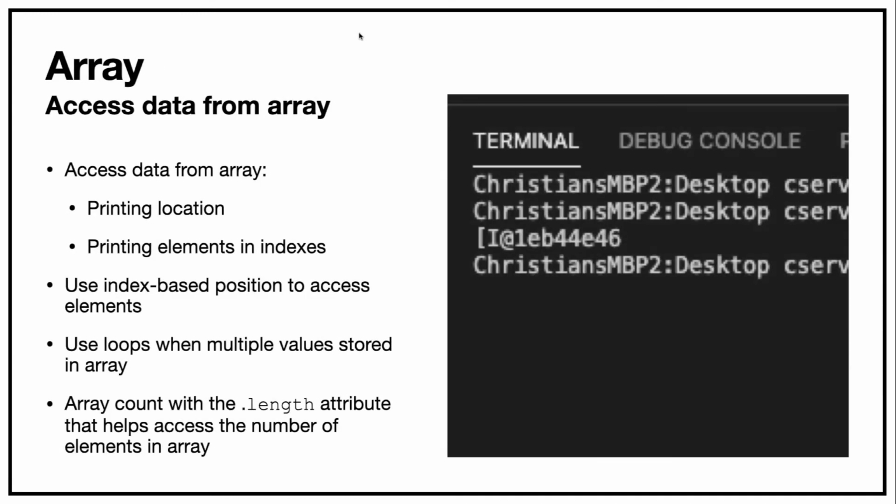So the way you access the data from the array, there's probably 2 ways that Java can provide for you. One is by printing the location, and one is by printing the elements and the indices. So here on your right-hand side, there's an image that basically describes one of the outputs that we're going to talk about. It's called the hexadecimal address location. So that is the location of the array. I just want to mention that real quick so you can have an idea what that is about.